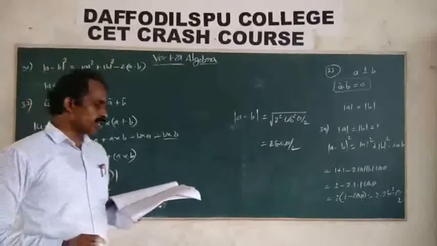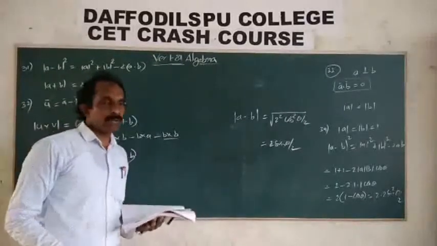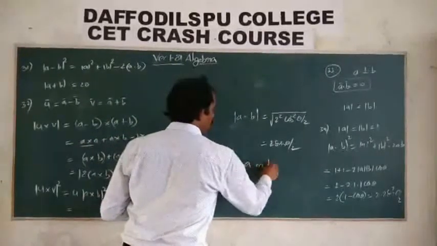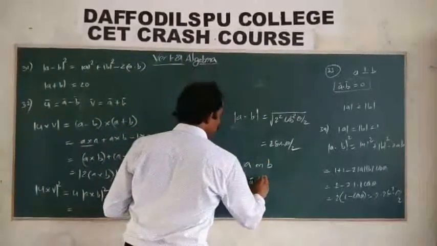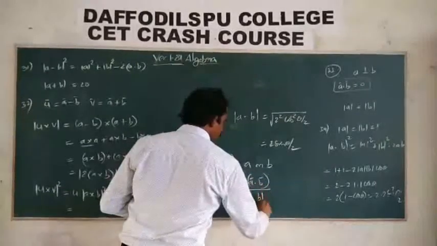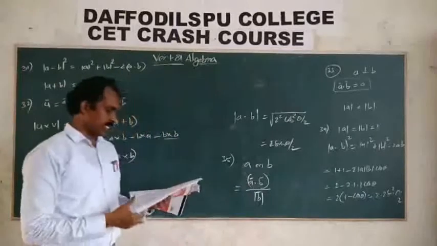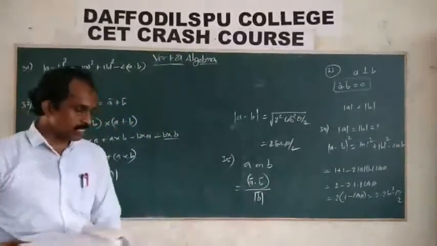35. The projection of a on b. The formula is: projection of a on b means a bar dot b bar divided by modulus of b bar. Use this formula. Right. Next one, 36.